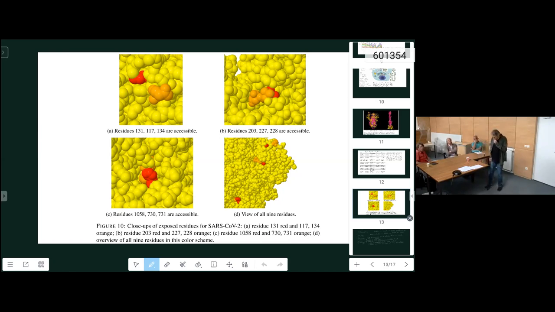I guess just a couple, two more things. This is a little bit misleading because coronavirus spikes are highly glycosylated. They're covered with sugar. So it looks more accessible maybe than it is, because these regions may be shielded with sugars. And not only that, in general, there is a kind of a three molecule layer of water around. This is for any virus. So things are not quite as accessible as this picture makes them appear.